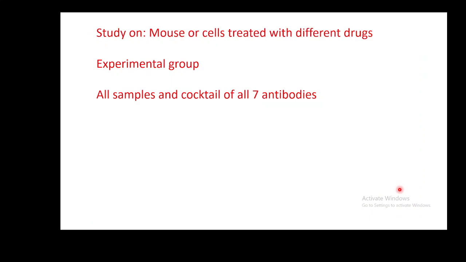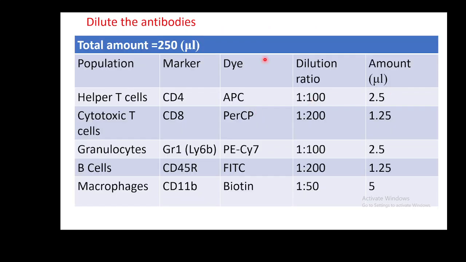Now coming to your experimental group, suppose you have 4 mice. One is your control mouse and the other mice are treated with different drugs. Then you will be adding the cocktail of all 7 antibodies. So how will you do that? If you are making a total amount of 250 microliter and you know the dilution, then you can take 2.5 of this, which is 250 by 100, 2.5, 250 by 200, which is 1.25, like this, and you can make it up to the 250 microliter.